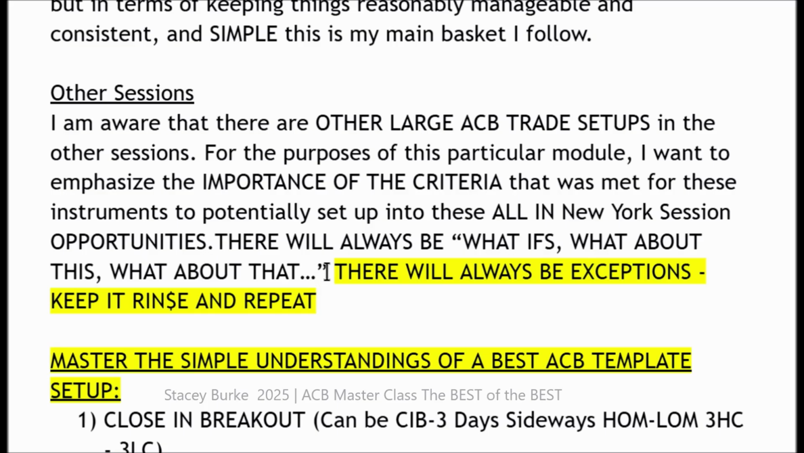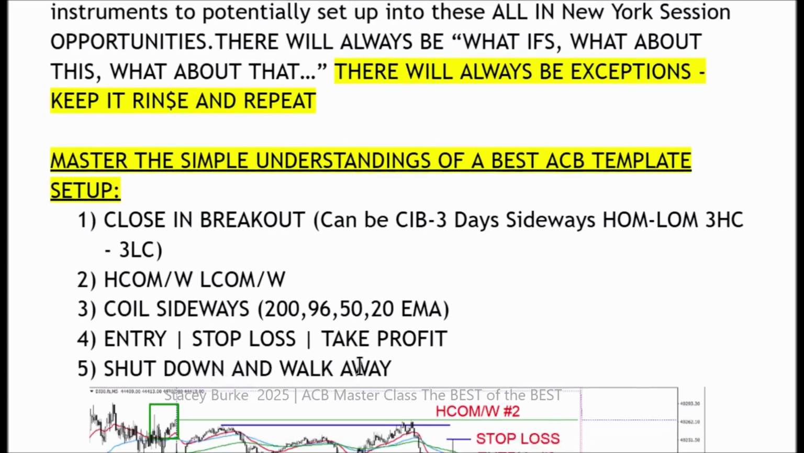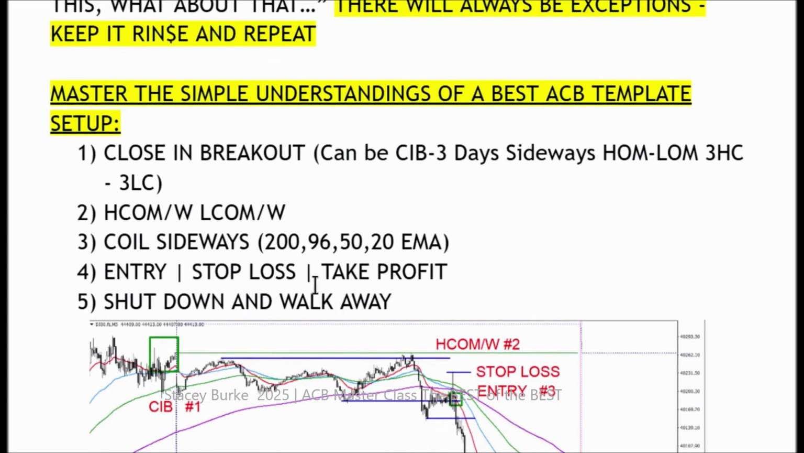So when traders, I want to plant this seed right now. There are always going to be exceptions, always. And there's always going to be what abouts and what ifs and what about this and what about that. Remove that from your thinking and focus on hunting the setups. Master hunting the setups. Don't worry about what ifs, what abouts. Master the templates that we're going to go through, and you will start to understand the importance of not taking 50-50 trades anywhere else. Rinse and repeat. These are scalable 5-star opportunities.